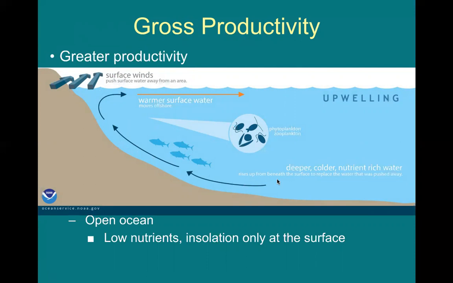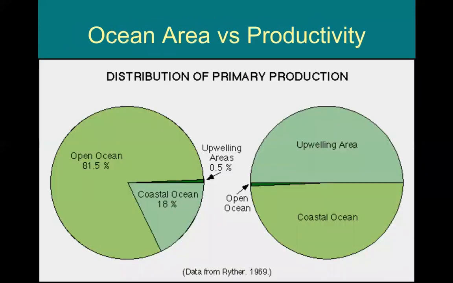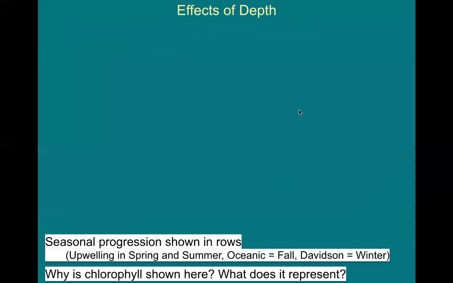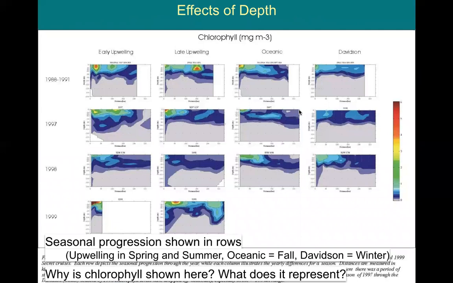So that influx of nutrients really helps generate growth, just like when you add fertilizer to your garden and it generates growth. So you can see the comparison of area versus productivity here, with the open ocean consisting of like 81% of the area, yet consisting of just a tiny little fraction of the productivity. And then areas of upwelling less than 1%, yet accounting for just about half of the total productivity in the oceans. Pretty astounding areas.